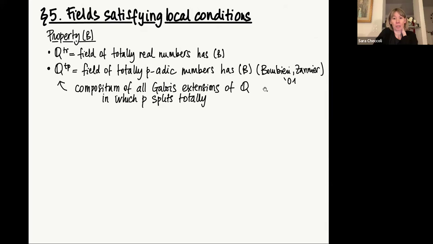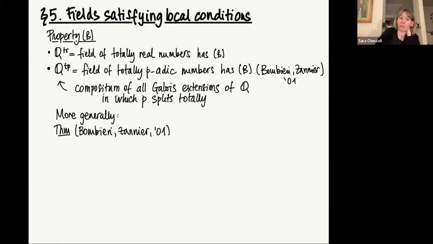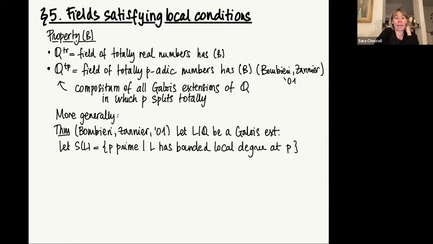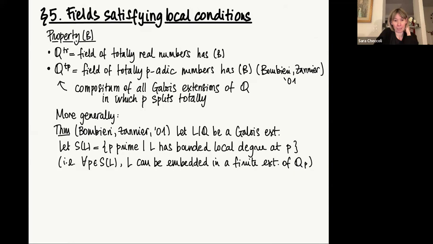Actually, Bombieri and Zannier proved a result which is way more general. They proved the following. If you take a Galois extension of Q, L over Q, so always think about infinite extensions here, and you call S(L) the set of primes where L has bounded local degrees. What does it mean to have bounded local degrees? It means that for every p in this set, you can embed L in a finite extension of Q_p. Or if you want, that for any valuation of L that extends the p-adic one for p in this set, when you complete, you get a finite extension of Q_p.